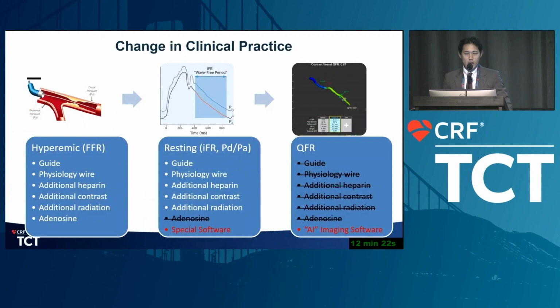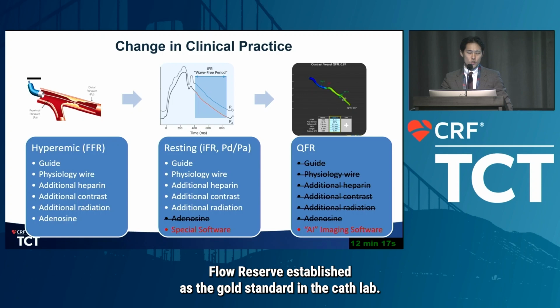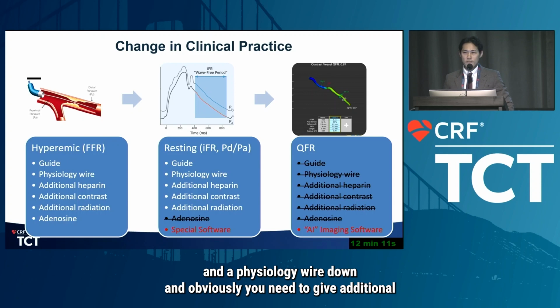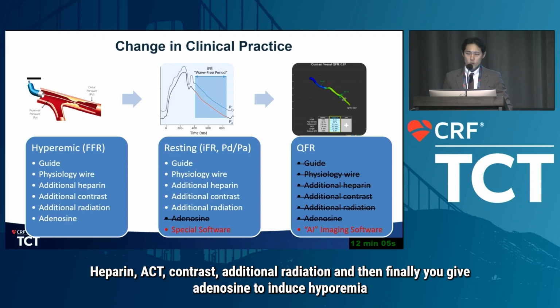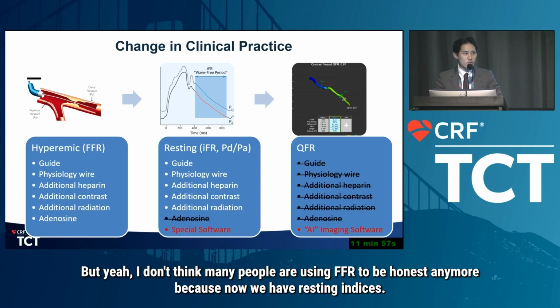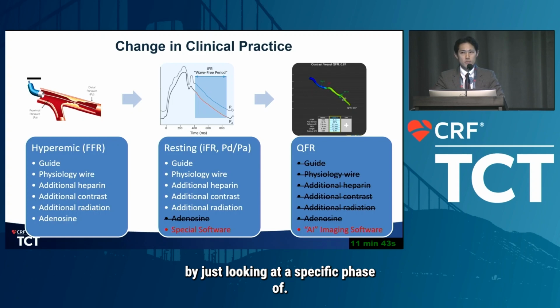If you think about changing clinical practice, fractional flow reserve is established as the gold standard in the cath lab. To do FFR, you need to put the guide in first and a physiology wire down. You need to give additional heparin, measure ACT, use contrast, additional radiation, and then finally give adenosine to induce hyperemia. But to be honest, I don't think many people are using FFR anymore, because now we have resting indices. Using specialized software, they essentially eliminate the adenosine by just looking at a specific phase of diastole.